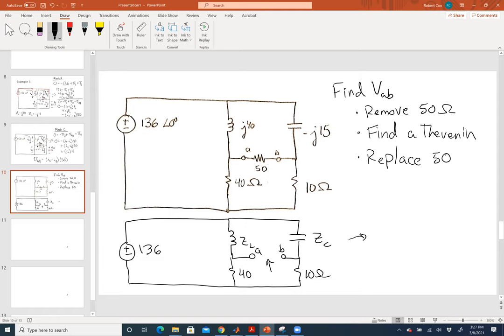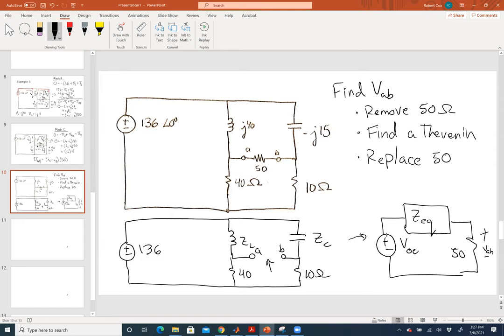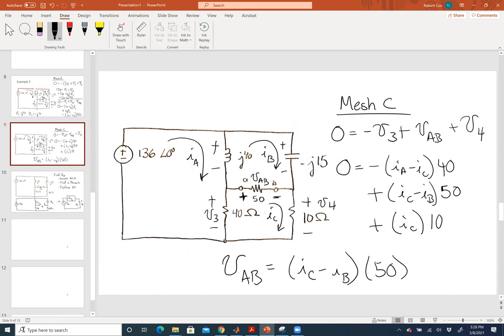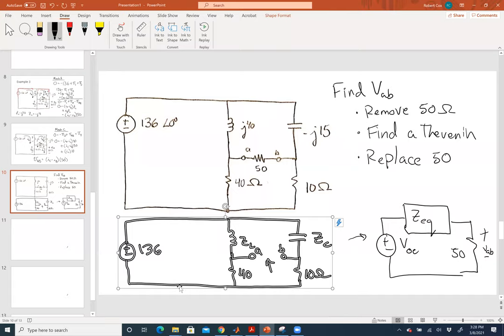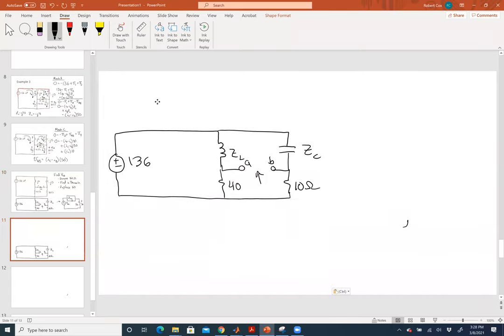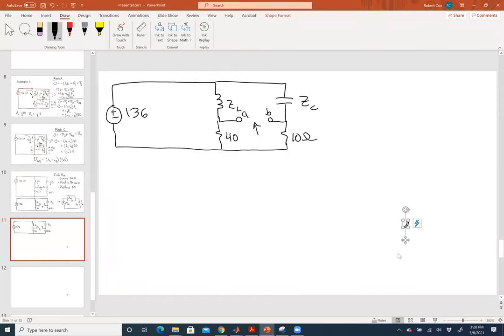And convert that into some V open circuit and some ZEQ, and then put the 50 ohms there. The idea is that VAB should be the same as the VAB that I just found here. Two equivalent ways of solving the same problem. So I want to try that. All right, so there's that circuit.